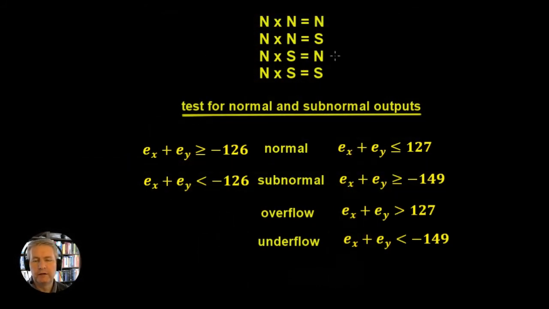Now we want to check and find out whether the output is a normal number or a subnormal number. Now we know that for a normal number, the exponent range is between plus 127 and minus 126.